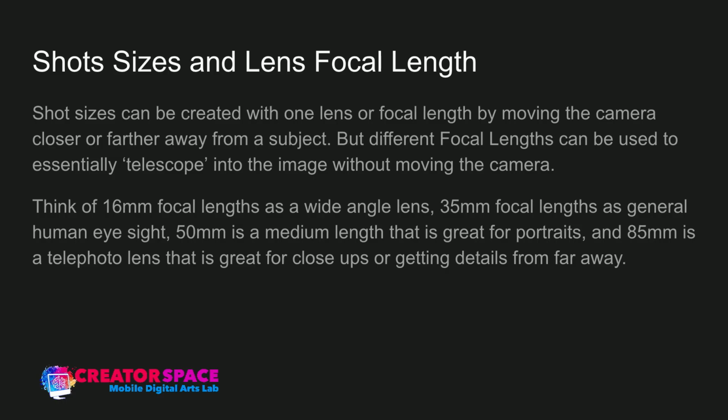So I made a note here. 35 millimeters is often viewed as the general human eyesight. And then you think of 16 millimeters or less as a wide angle. And then when you get under 10 millimeters, you start to get into that fisheye lens concept. 50 millimeters is often referred to as the portrait lens. And 85 millimeters is a telephoto lens. That's great for close-ups and getting details from far away. So that's the idea. It's not just the shot size.